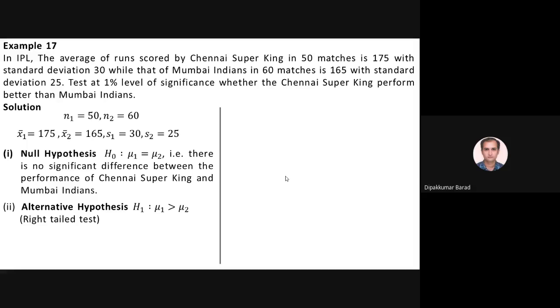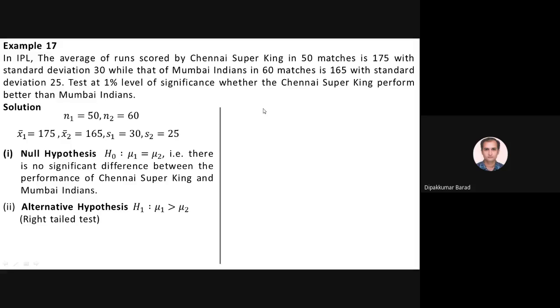If we get mu 1 greater than mu 2. Mu 1 is taken for x1, n1, that is the 50 matches. If Chennai Super Kings' mean runs is greater than that of Mumbai Indians, then we can say that Chennai Super Kings perform better than Mumbai Indians. So the alternative hypothesis will be accepted at 1% level if Chennai Super Kings perform better than Mumbai Indians. So if we get mu 1 greater than mu 2, then we get this alternate hypothesis. And the null hypothesis: we consider there is no significant difference between the performance of Mumbai Indians and Chennai Super Kings.